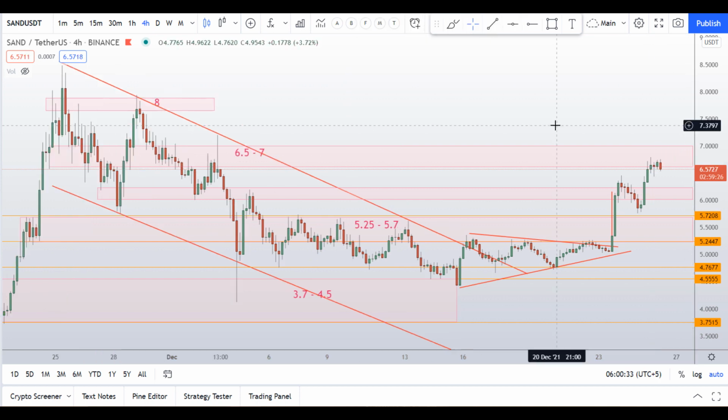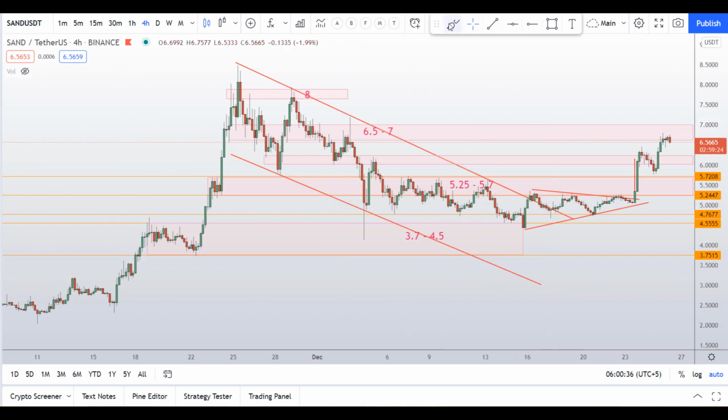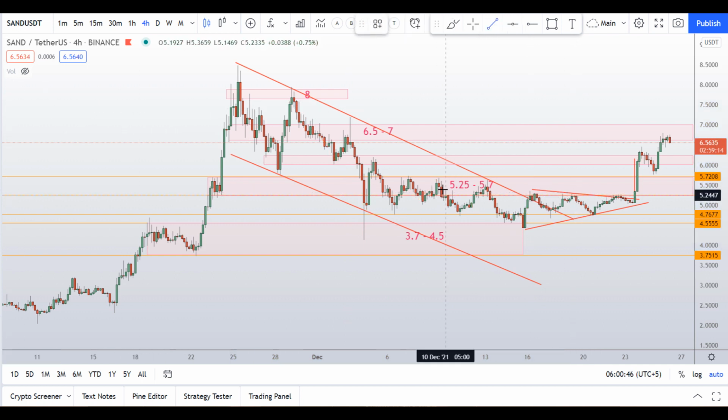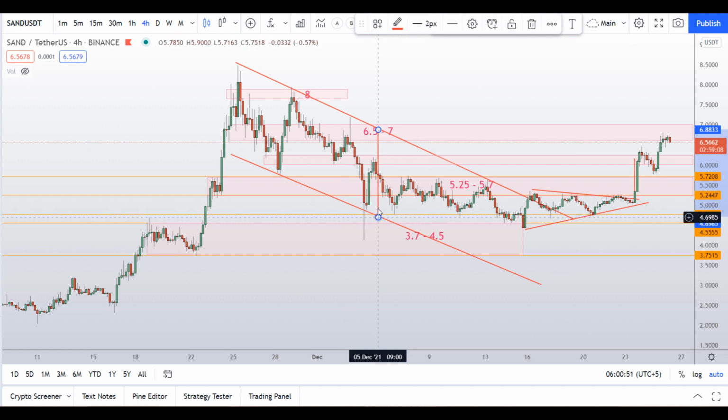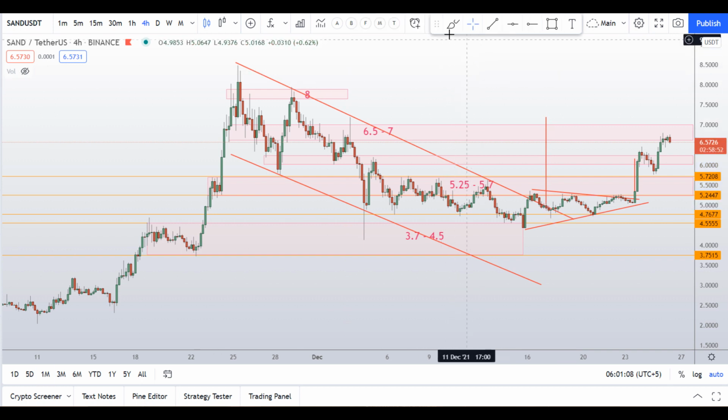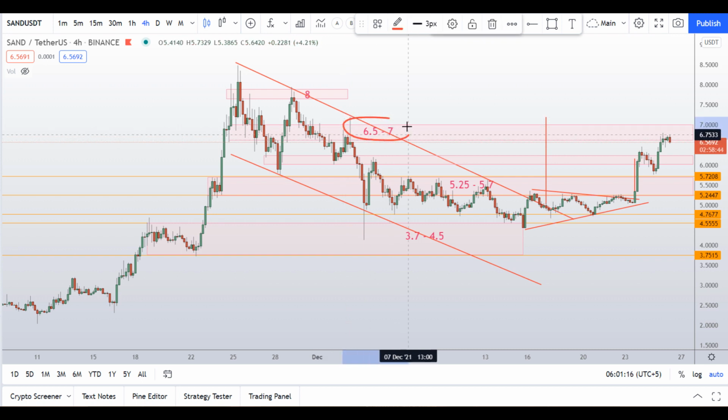Alright, so we were trading in this channel on the 4-hour time frame of the Sandbox pair and it broke to the upside, and the technical target of this falling channel would be like this. So technically we have achieved the target, very close to achieving the target, and right now we are also facing the resistance on the 4-hour time frame, which is around the 6.5 and $7 range.